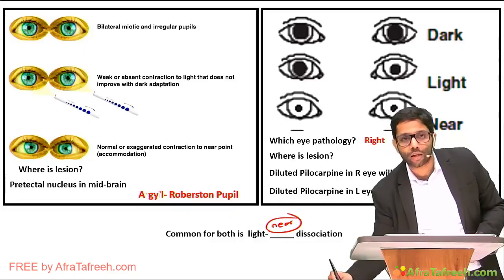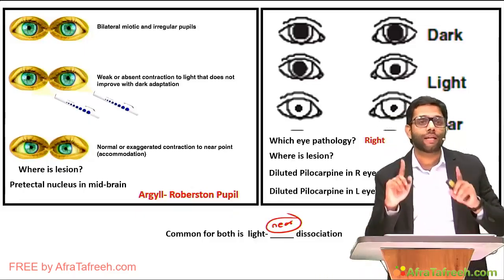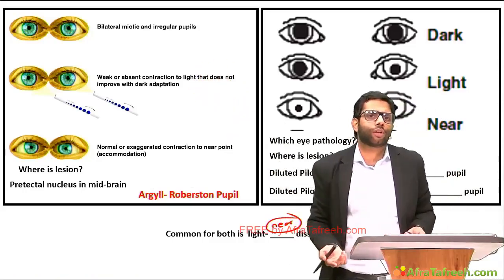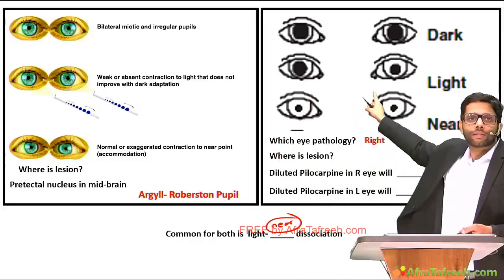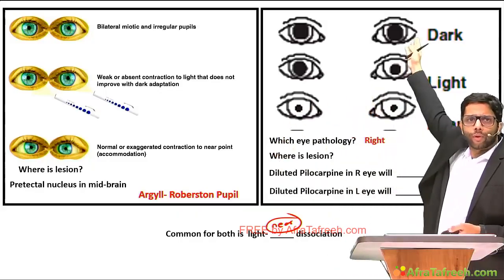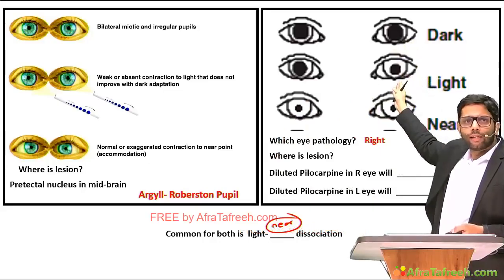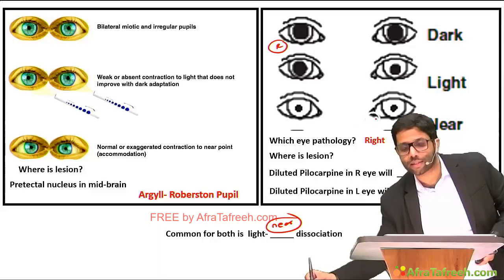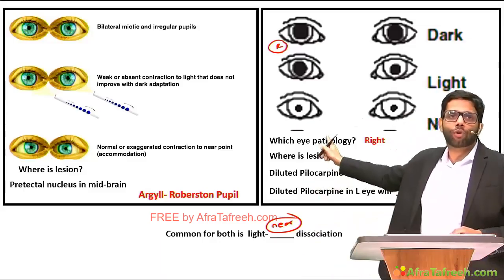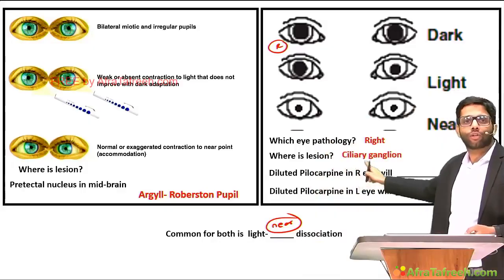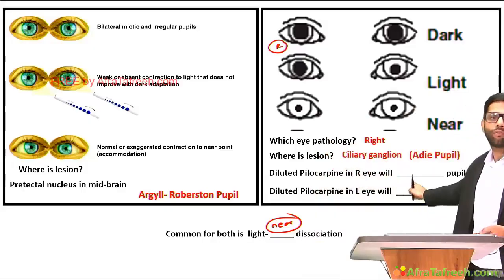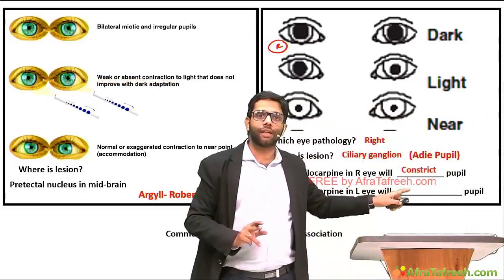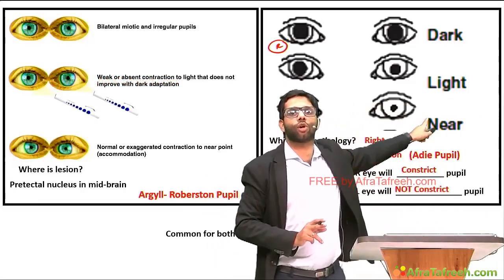One is Argyll Robertson pupil, where the lesion is bilateral pretectal and there is a bilateral small pupil. Why small? It is a fact, we don't know the answer. And the other example is this. Just now I showed you this. With dark, both are the same. With light, it is not constricting, which means the pathology is in the right eye. Near, it is constricting. Right, parasympathetic problem. This is a ciliary ganglion lesion known as Adie's pupil, and if you put diluted pilocarpine in the right eye, it will constrict. Left eye, it will not constrict because the left is normal.